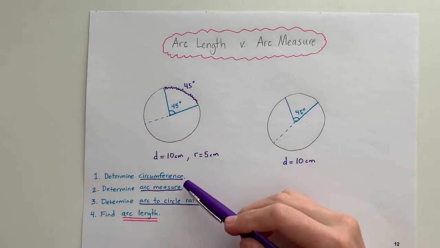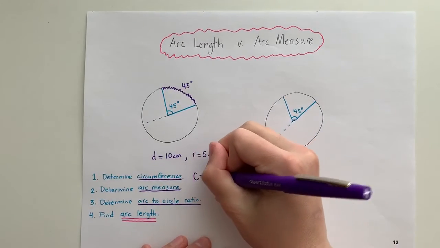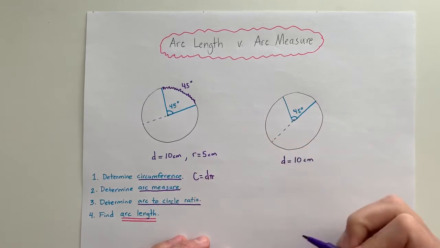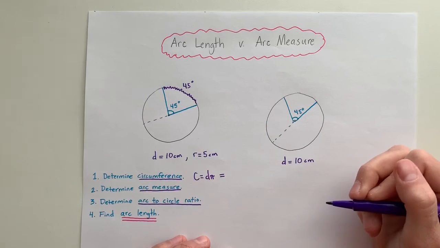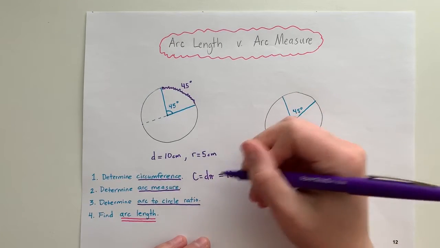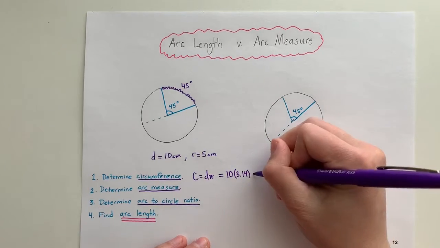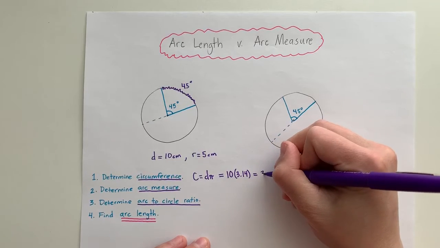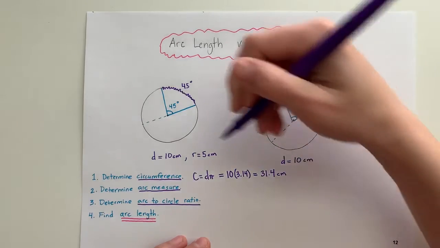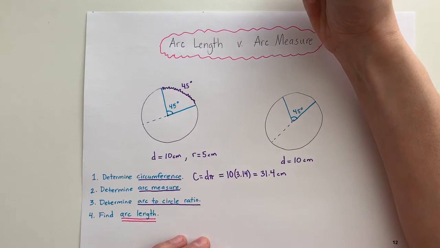So the first thing we're gonna do is determine the circumference, all right? And remember, circumference is the diameter times pi, or 2 times the radius times pi. So my circumference in this case is going to be the diameter, which is 10, times pi, and we're gonna just use 3.14. All right, so if I multiply those two, I'm actually just moving my decimal one place. So I have 31.4 centimeters. So that's telling me that if I were to run a tape measure around this circle, it would be 31.4 centimeters long.